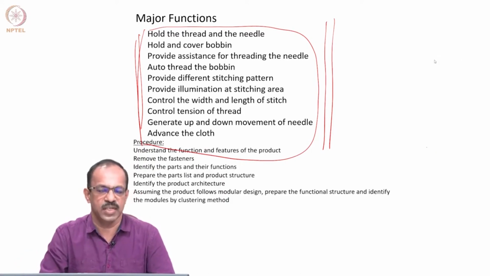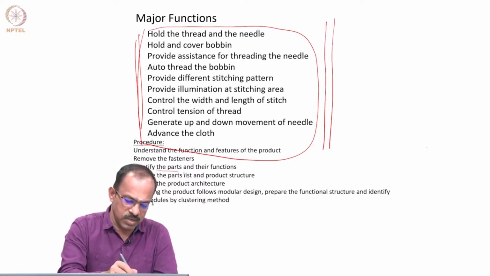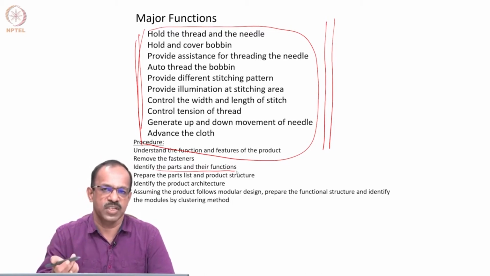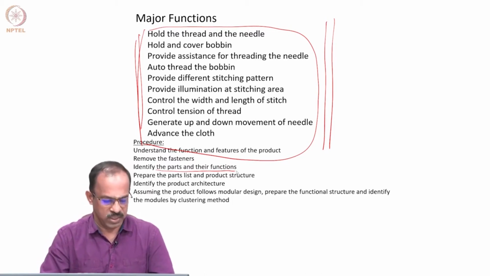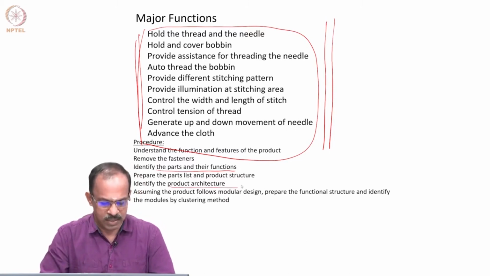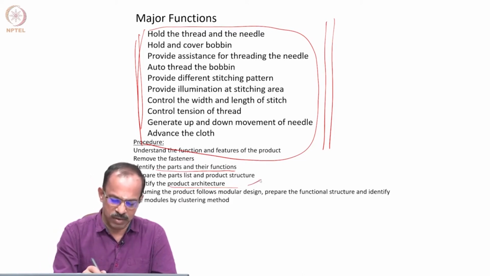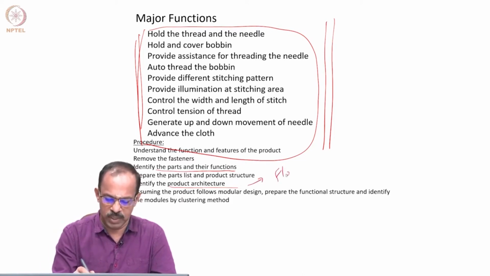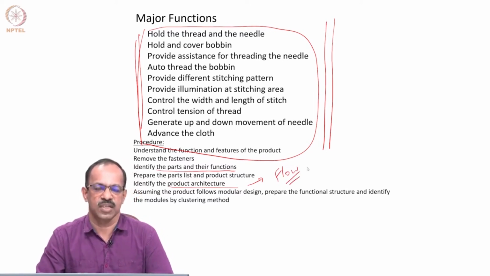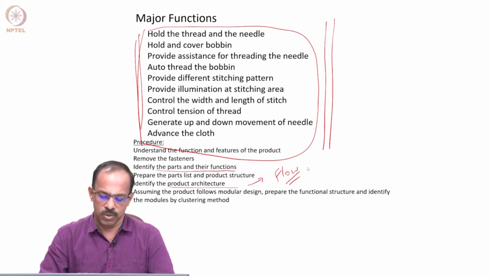So to understand that, what we will do is try to understand all the parts inside and their functions. Look at each part and see what function it is actually providing in the product. And then you prepare the architecture of the product. Once you do this, you need to go for a functional decomposition using the flow method and get the functional diagram, or the flow structure, of the product.